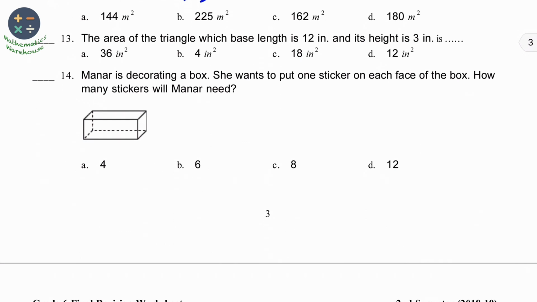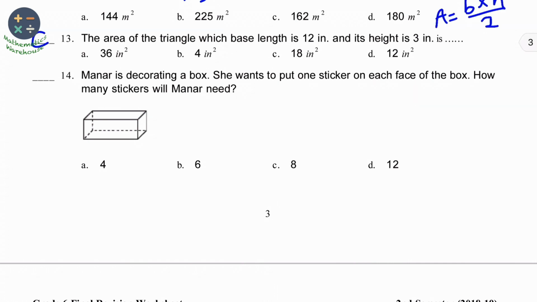Next question. The area of the triangle whose base length is 12 inches and its height is 3 inches is what? Area of a triangle equals base times height divided by 2. So now it's 12 times 3 divided by 2 equals 18, because 6 times 3 equals 18. So the answer is C.